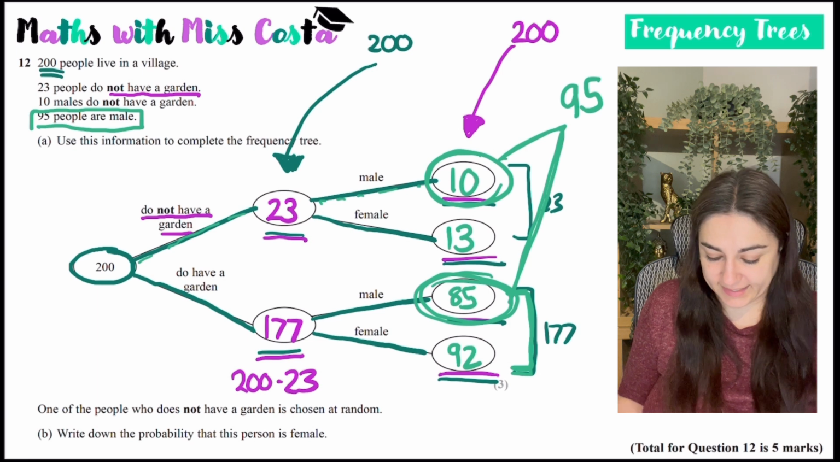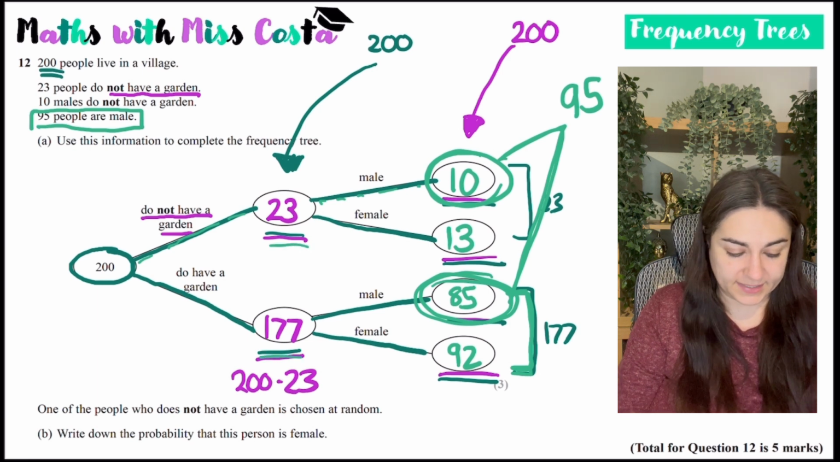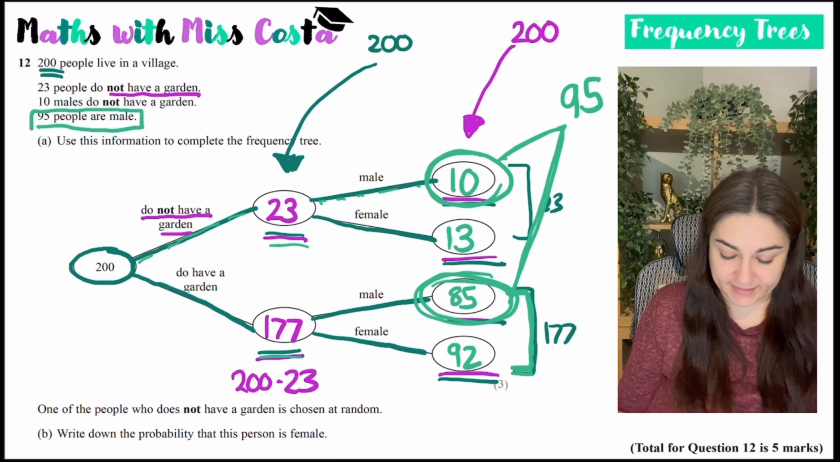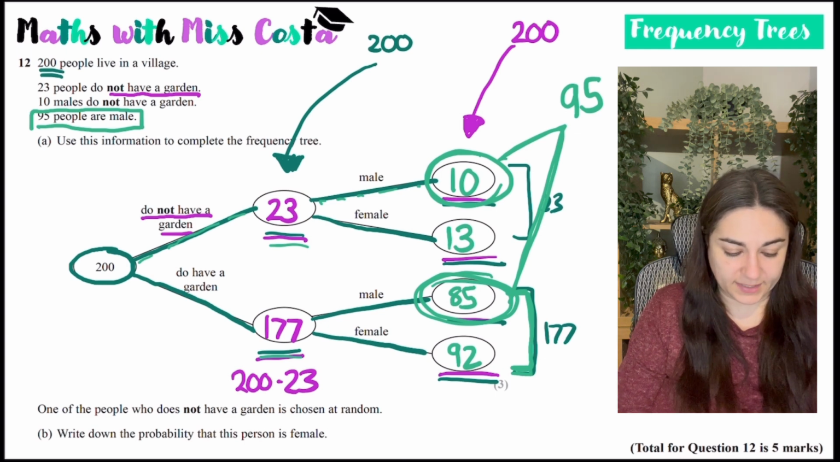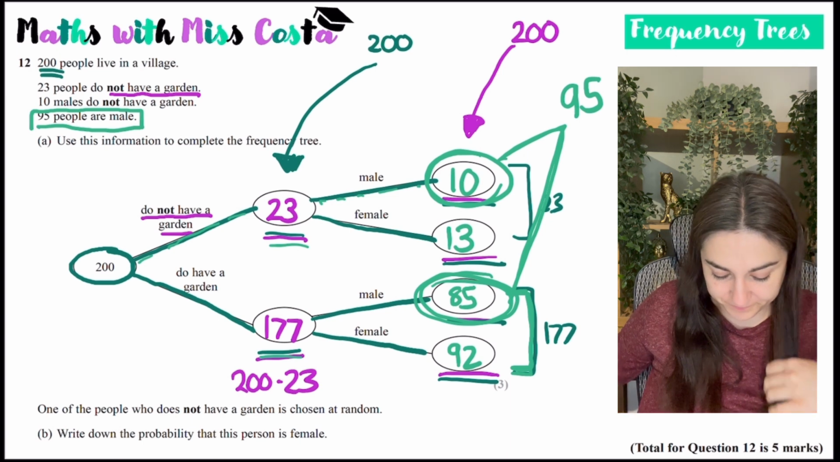That's how I do the frequency tree to double check it. I just want to double check that my things add up to 200. So 23 plus 177 is 200. And then 10 plus 13 plus 85 plus 92 equals 200 as well. So that's how you know you've done it right.